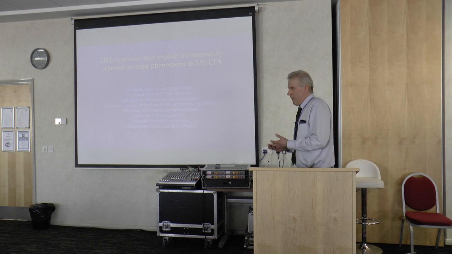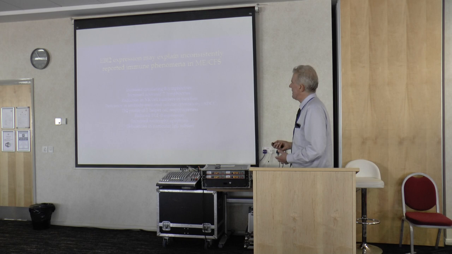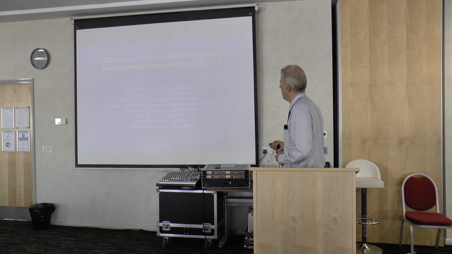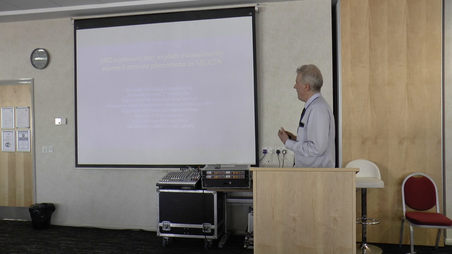So because we found this in approximately 50% of ME-CFS patients, and it is involved in antibody responses, variable EBI2 expression may explain inconsistently reported immune phenomena in ME-CFS. And this is some of the abnormalities found. So the Th2 profile of T helper cell responsiveness was reported a long time ago, deficiency in antibody-mediated cellular cytotoxicity, and various deficiencies in particular IgG subsets. So these are inconsistently reported, and variable EBI2 expression may explain that.